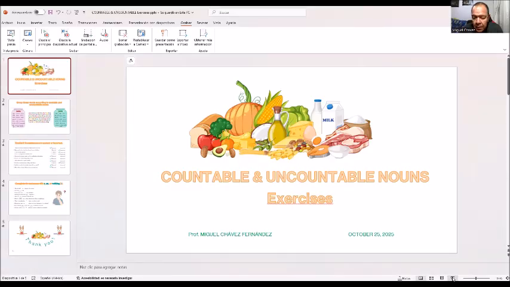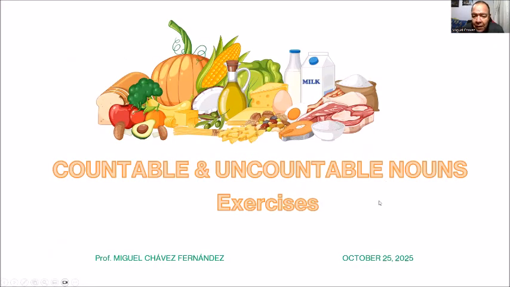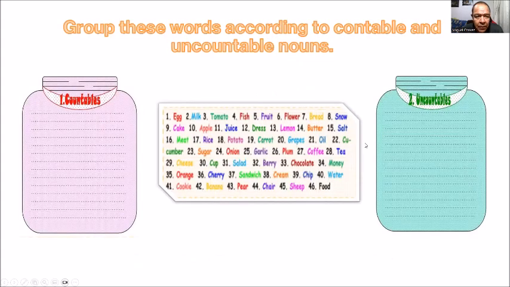Now we are going to do some exercises. After watching this grammar explanation about countable and uncountable nouns, let's do some exercises about them. Let's start with the first one that refers to group these words according to countable and uncountable nouns.